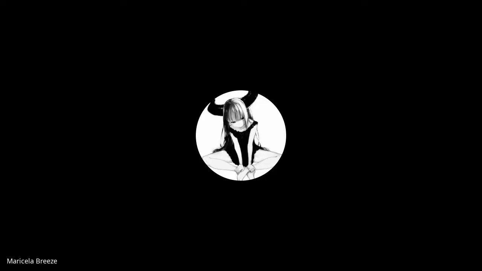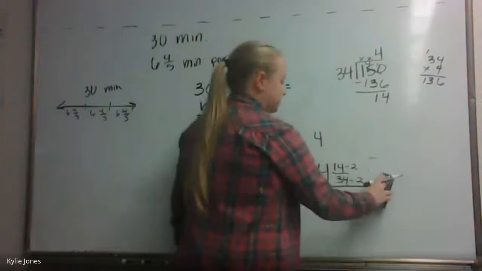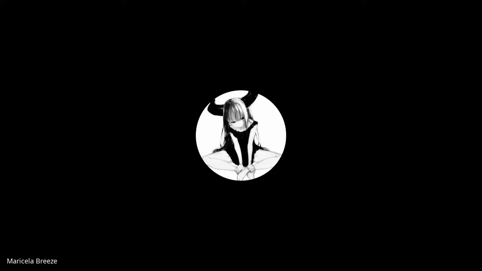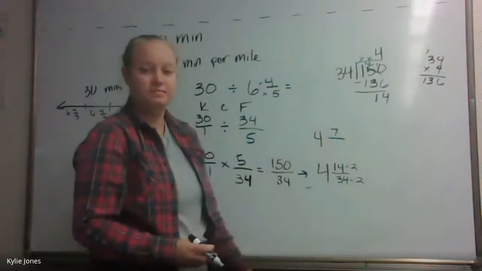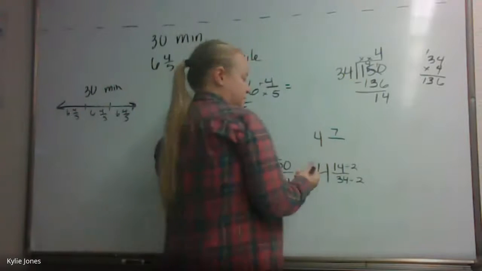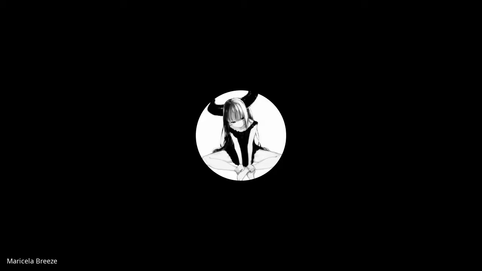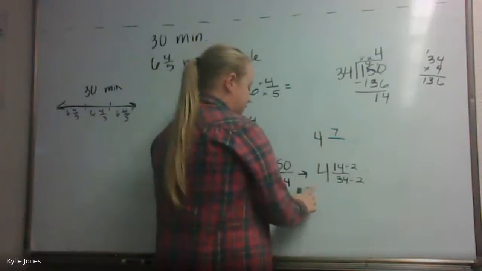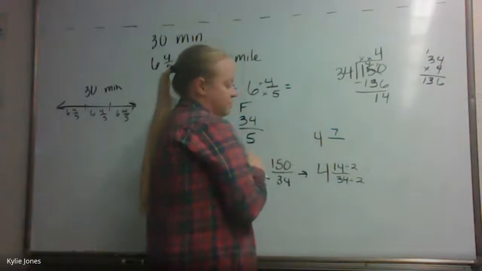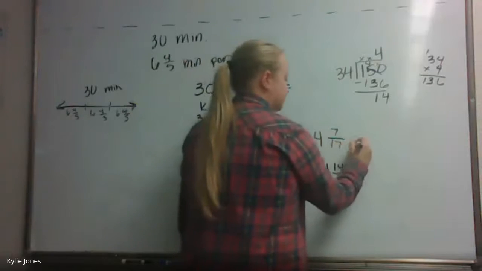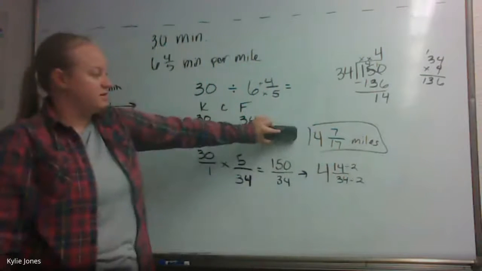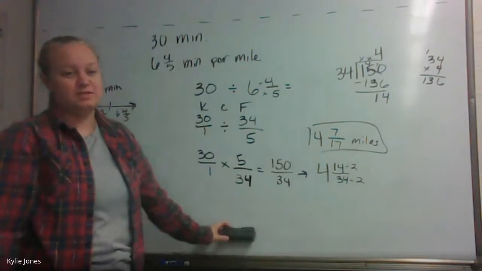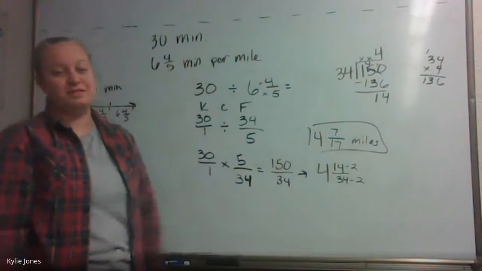2. 2 goes into both, so we can divide. What's 14 divided by 2? 7. So we have 7 over, what's 34 divided by 2? 27. Close, that's a little too high. 17. So, final answer, 4 and 7/17 miles is how far he can run in 30 minutes, which is very far.